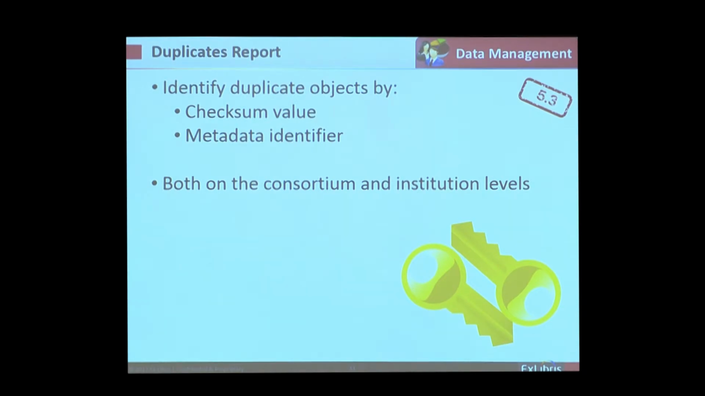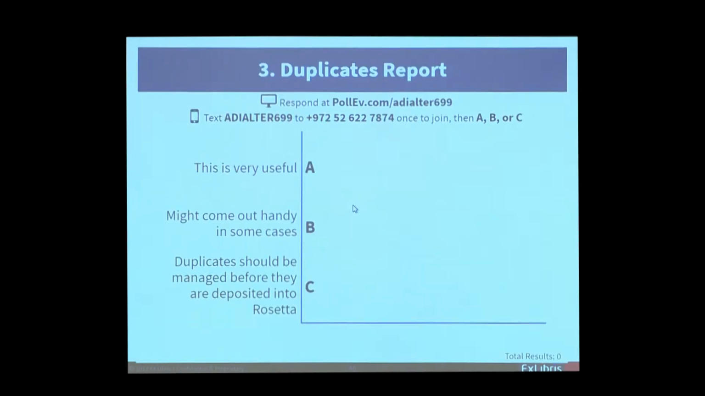Duplicates reports: the ability to identify duplicate objects in the system, either on the file level by comparing checksums. So if you have two files ingested which have the same checksum, probably you have a duplicate here, or using a metadata identifier. It's not always the best way to identify a duplicate, but you'll be able to check the report and see whether it's really a duplicate. And this report will be available both at the consortium or the institution level. So this is very useful, might come in handy in some cases, or duplicates should be managed before they are deposited into Rosetta and not inside the digital preservation system.